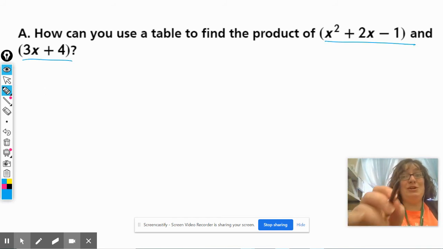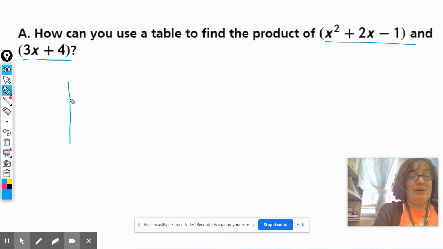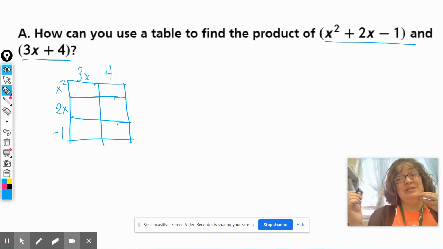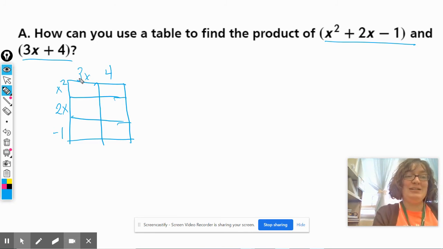So box method still works great here. Trinomial means I'm going to have 3 rows, and binomial means I'm going to have 2 columns. And so I just set that up as an x squared, a 2x, and a negative 1, and then the 3x and the plus 4 up top. And this time I just have 6 pieces that I'm filling in. So x squared times 3x becomes 3x to the third.